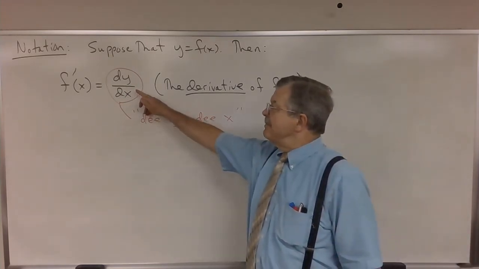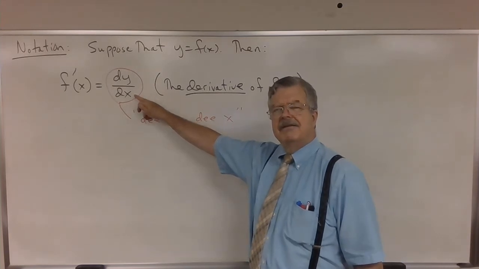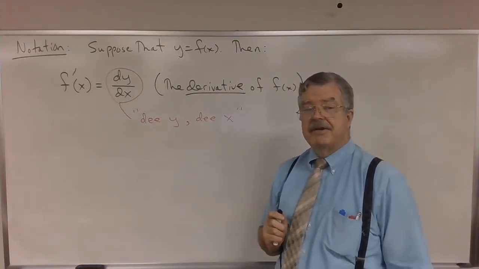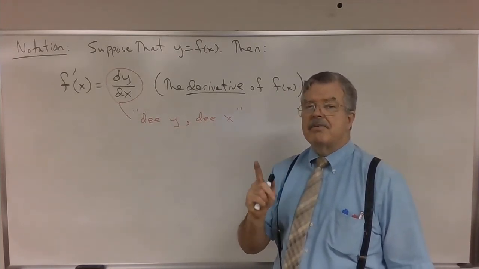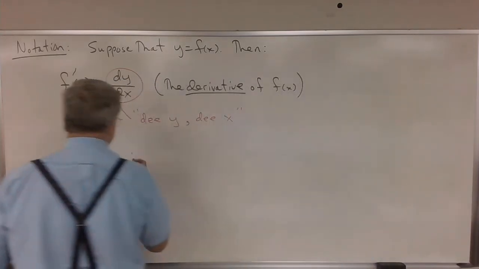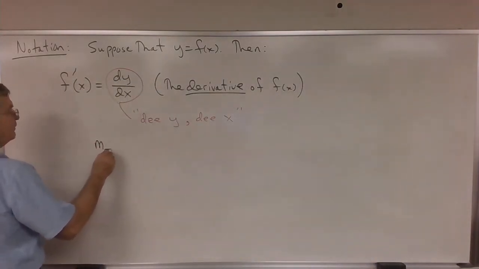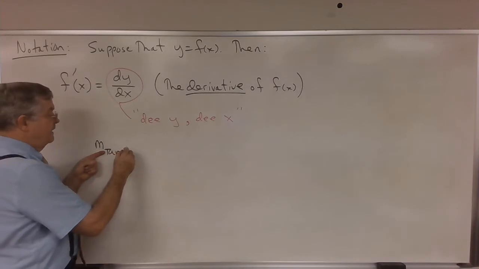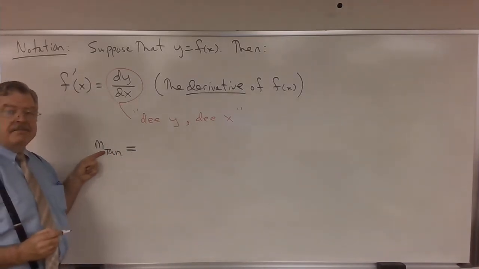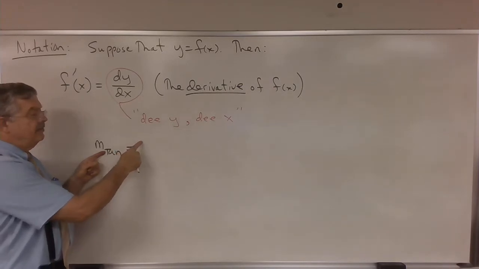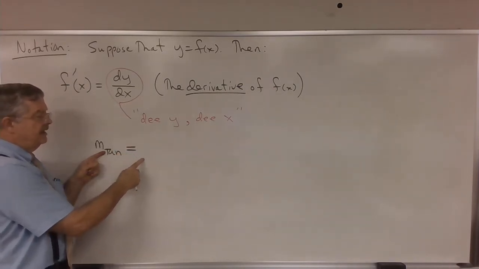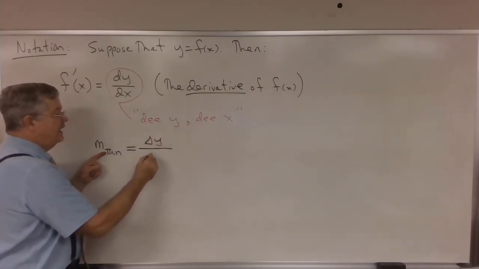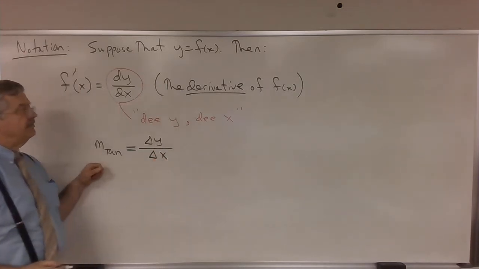Now, let me tell you a little bit about the motivation behind this notation. Remember what a derivative is. It's the slope of the tangent, right? The derivative is the slope of the line tangent to the graph of f of x. So we're talking about the slope of a line. And how do we compute the slope of a line? y2 minus y1 over x2 minus x1. In other words, change in y over change in x.